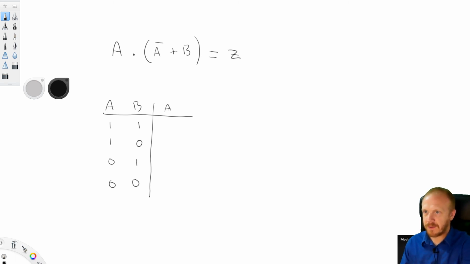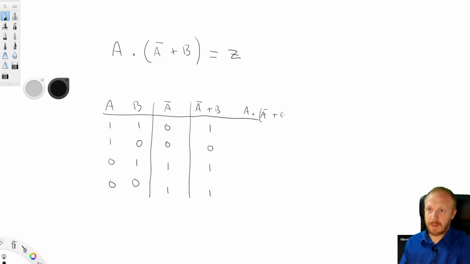So A bar is going to be the opposite of A, so 0, 0, 1, 1. A bar plus B, which is OR, is going to be this or this, so when any of them have a 1, so there, not there, there, there. And then finally A and not A plus B, so it's going to be that and that, where both of them are 1s. So that's this one, not this one, not this one, not this one.